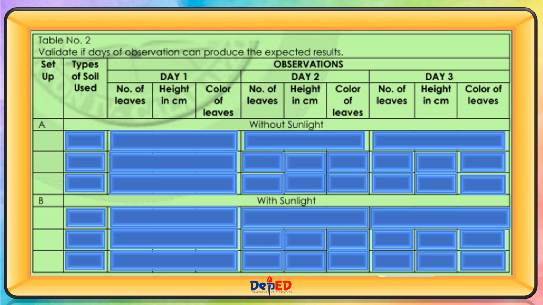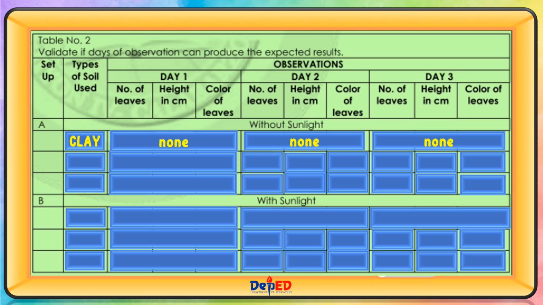Set up, type of soil used. Observations, clay. Day 1, number of leaves, height in cm, color of leaves: none. Day 2, number of leaves, height in cm, color of leaves: none. Day 3, number of leaves, height in cm, color of leaves: none.